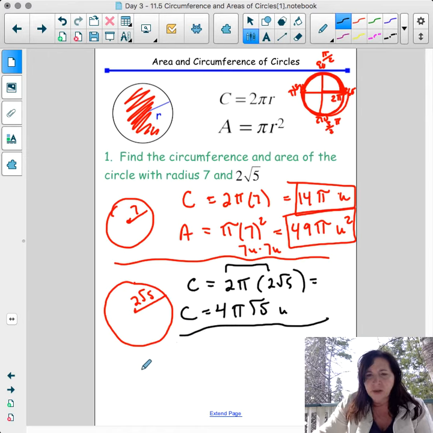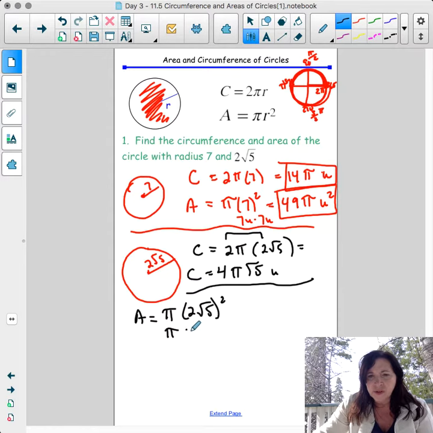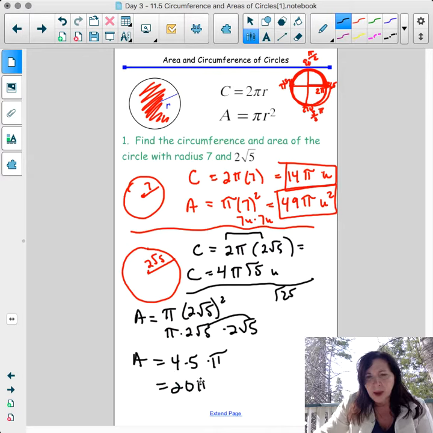And then to find the area for this shape, we're going to go pi r squared, so 2 root 5 quantity squared. So that's going to be pi times 2 root 5 times 2 root 5. So again, numbers get multiplied with numbers. So area is going to equal 4 root 5 times root 5, which is root 25, which is 5. So that's going to be 4 times 5 times pi. And so that's going to be 20 pi units squared. And that's the area of the circle that has a radius of 2 root 5.